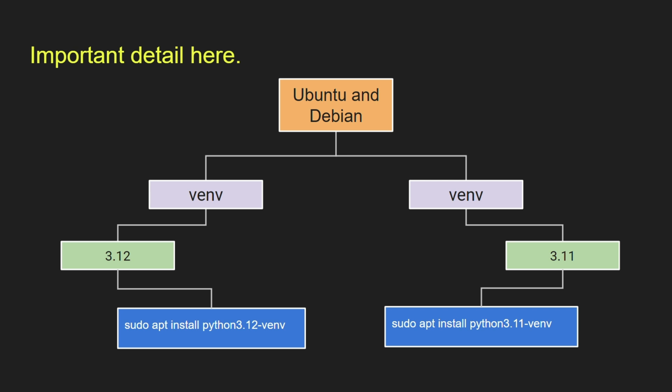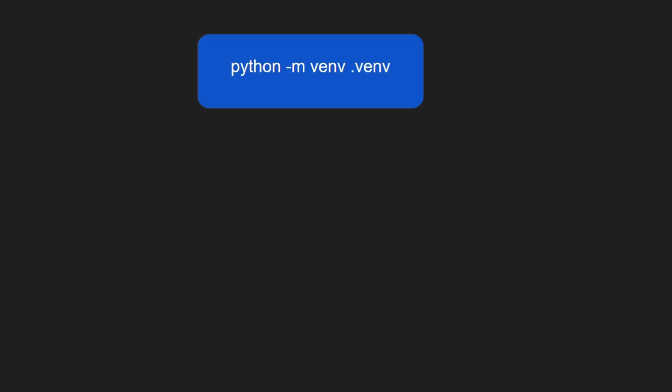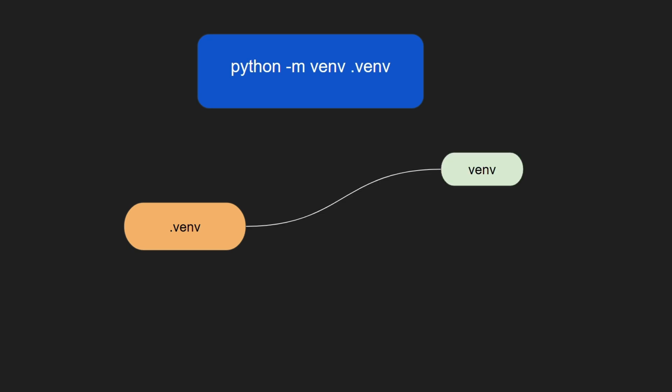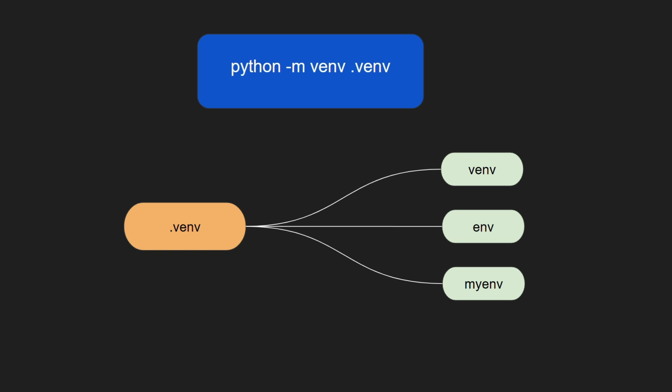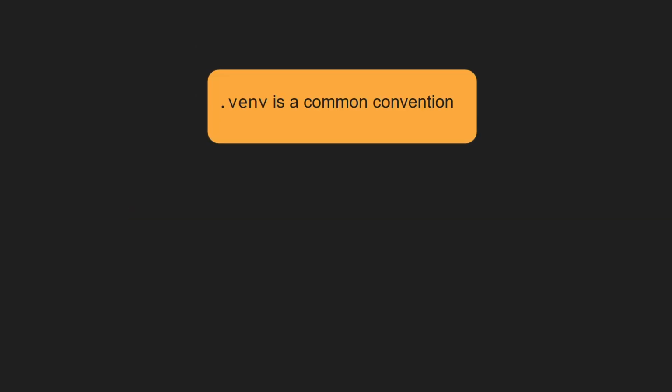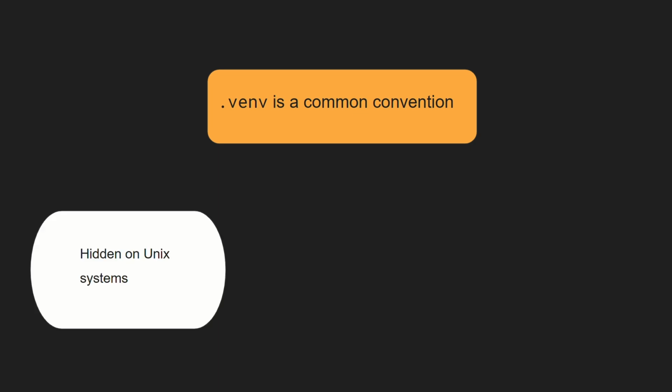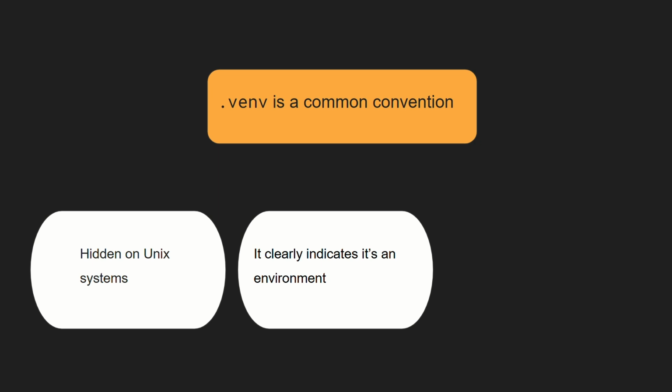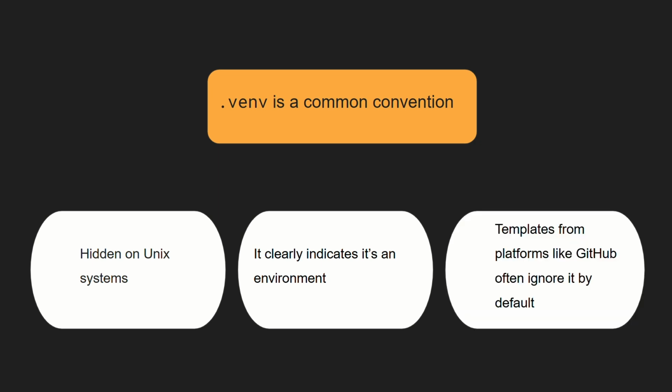Once that is ready, we can create the environment. Now, navigate to your project folder in the terminal and run python -m venv .venv. Here, .venv is just a folder name. You can name it anything like venv, env or myenv. But .venv is a common convention because it stays hidden on Unix systems. It clearly indicates it's an environment. Templates from platforms like GitHub often ignore it by default.